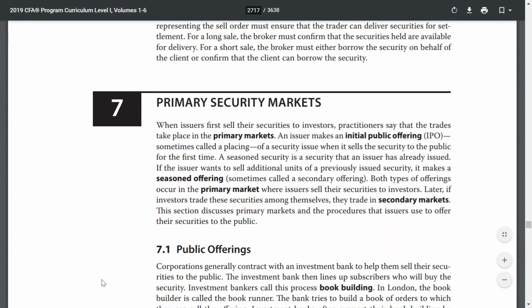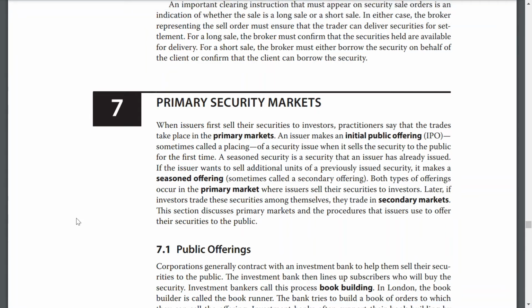Primary security markets. When issuers first sell their securities to investors, practitioners say that the trades take place in the primary markets. An issuer makes an initial public offering, IPO, sometimes called placing security issues, when it sells the security to the public for the first time. A seasoned security is a security that an issuer has already issued. If the issuer wants to sell additional units of previously issued securities, it makes a seasoned offering. Both types of offering occur in the primary market when issuers sell their securities to investors.